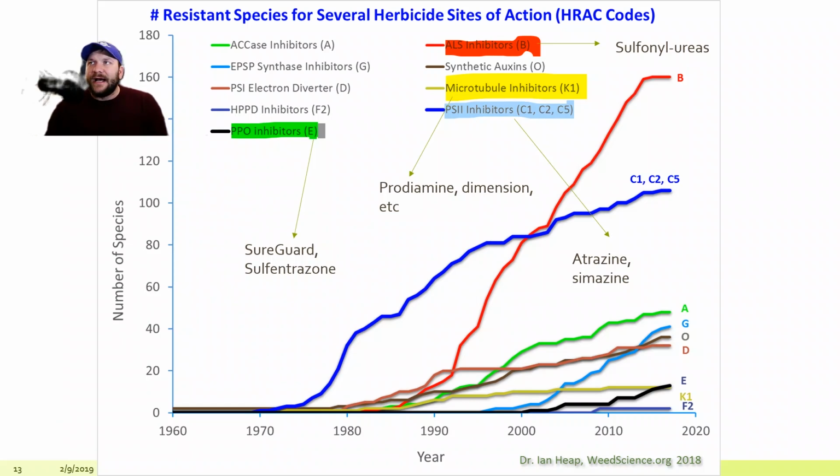So we see here at the top our ALS inhibitors, or sulfonylureas. If you're not familiar with the sulfonylureas, if you've ever run metsulfuron, halosulfuron, sulfosulfuron, trifloxysulfuron, foramsulfuron, nicosulfuron, all of these products have the same mode of action, an ALS inhibitor. And as you can see, the number of species of weeds that have grown resistant to it is high off the chart. Then, number 2, we have our PSII inhibitors.